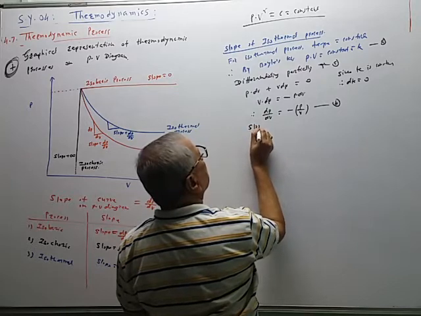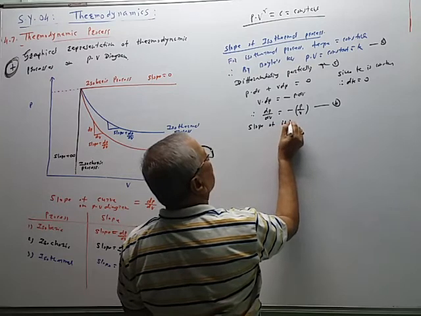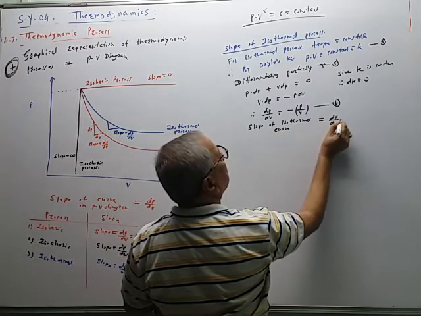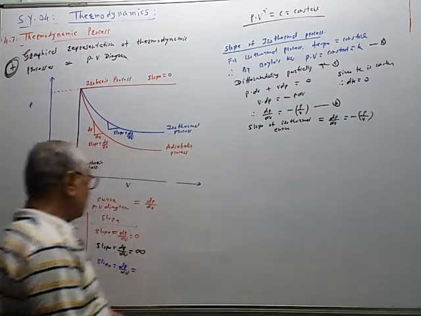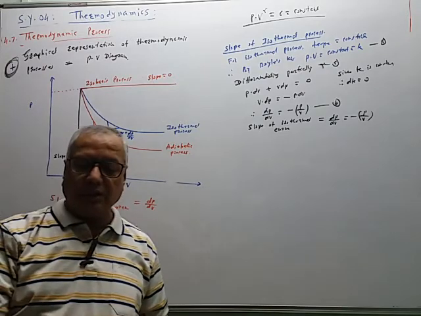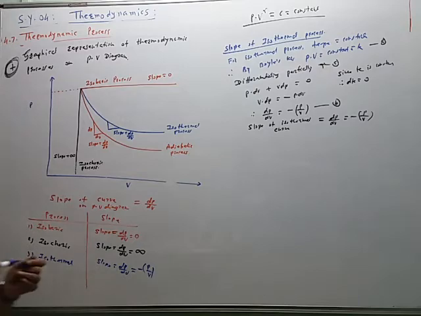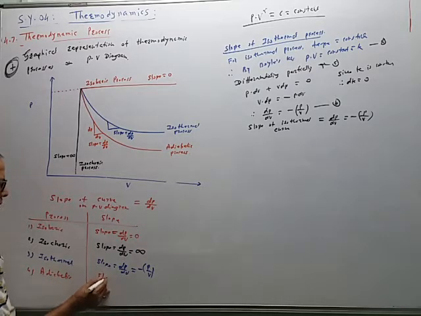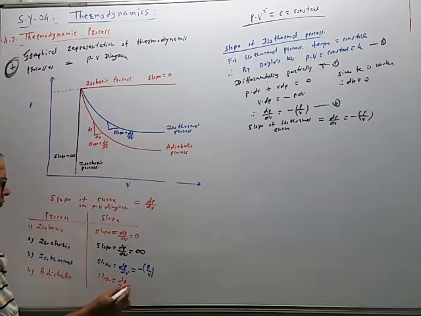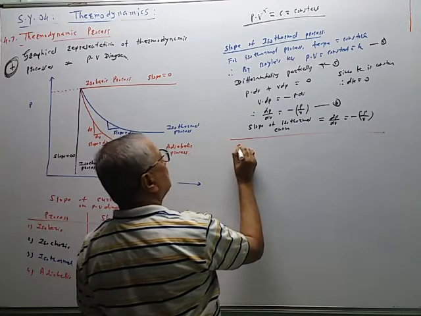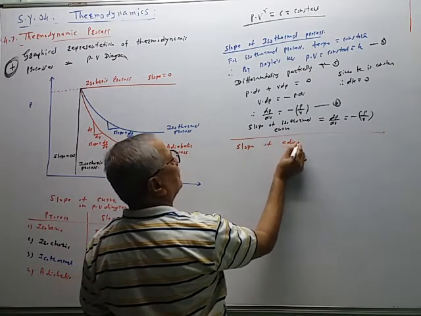So slope of isothermal curve is equal to dP by dV is equal to minus P by V. So I will write down directly here, dP by dV is equal to minus pressure of the gas upon volume of the gas. Now the last process is adiabatic process. Adiabatic process, so slope is equal to dP by dV is equal to dot dot dot. So here we have found the slope of isothermal process. Now we will find the slope of adiabatic process.